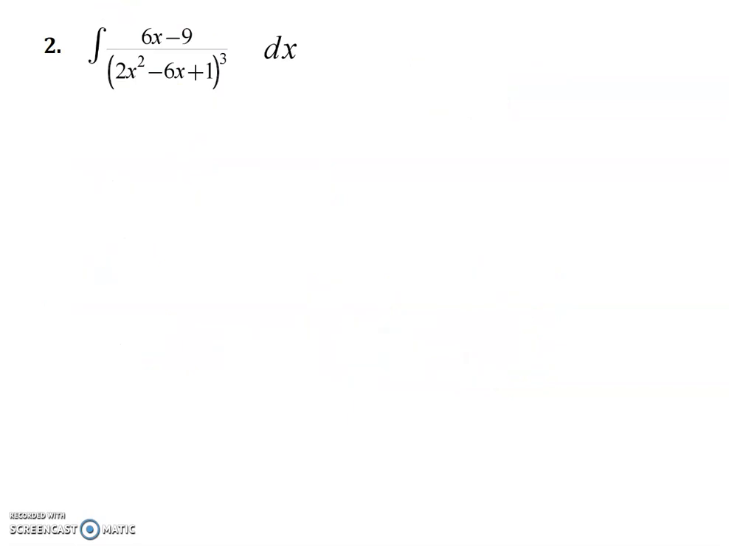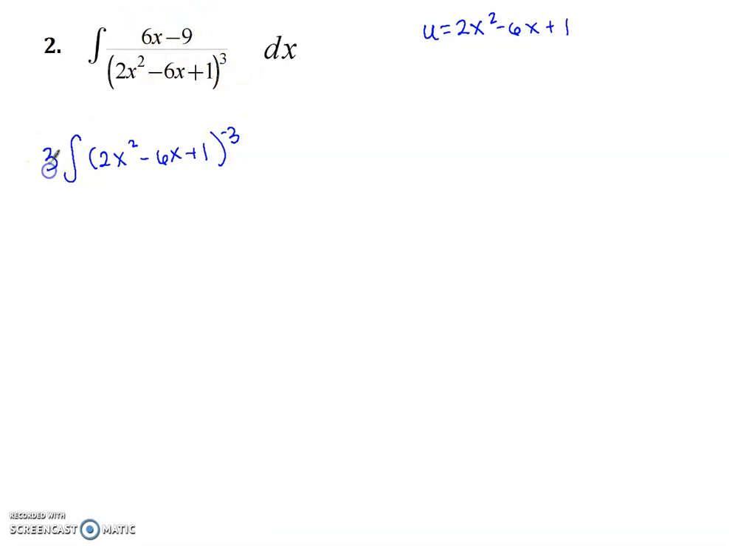For our next example, we've got one similar. So now we're going to integrate 6x minus 9 over 2x squared minus 6x plus 1 cubed. So again, this part's going to be u. So first I need to move it up. We can't ever do the derivative or the antiderivative when something's on the bottom. So I'm going to move it up. That makes the exponent negative. This is what's left over.